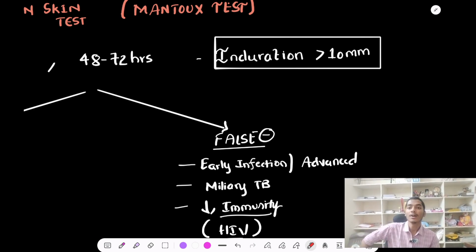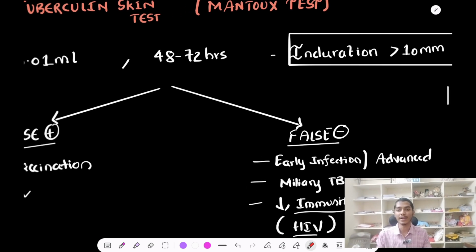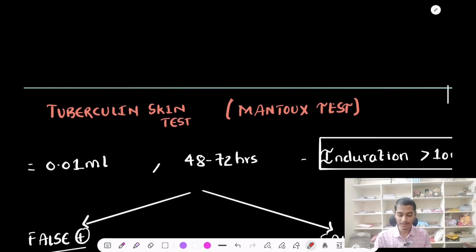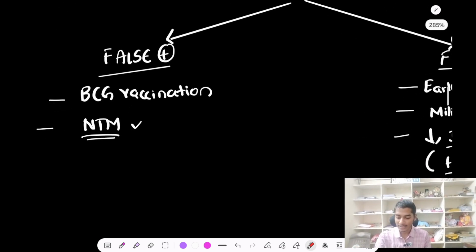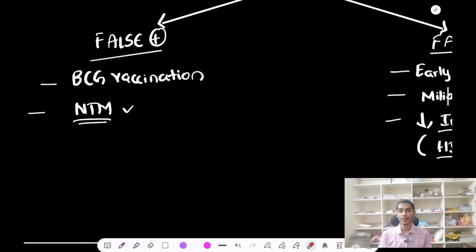So what are the false positives and false negatives for it? Just put your pens down and imagine what are the possibilities of false positive here. So we are testing the immunity. It may be the recent immunization with the BCG vaccination, or there may be non-tuberculosis mycobacterium infection. So these are the two reasons for the false positive that you can see.